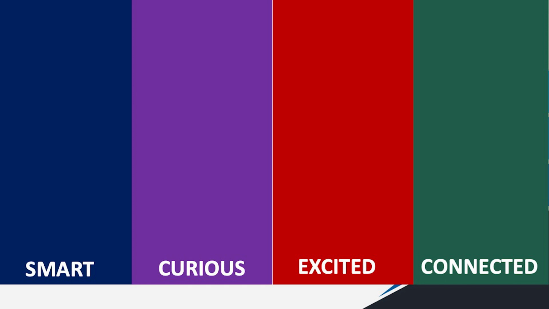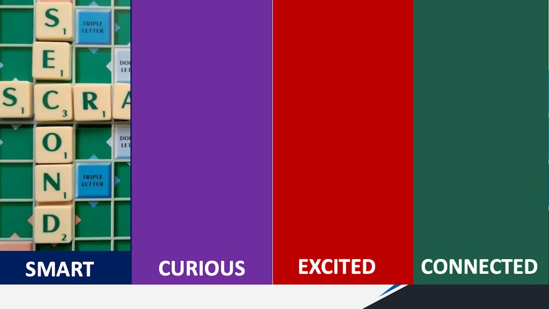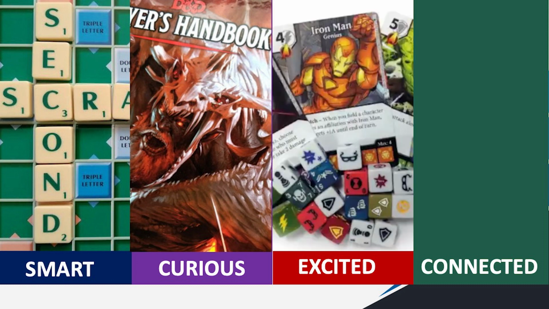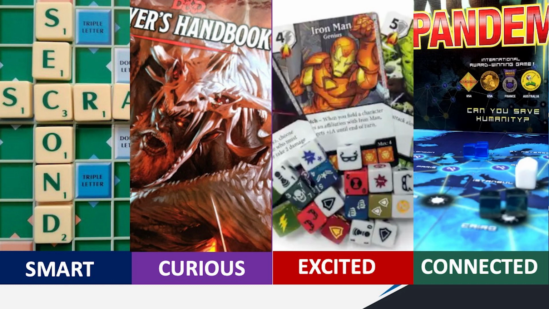There are games that have been designed to create these different kinds of emotions. For smart, you have the game Scrabble. For curiosity, you have Dungeons and Dragons. For excitement, you have games like Marvel Dice Masters, where you get to throw dice. And you have Pandemic, a cooperative game in a race to save the world from a virus, which can make people feel connected.